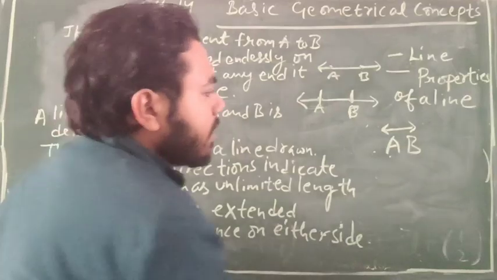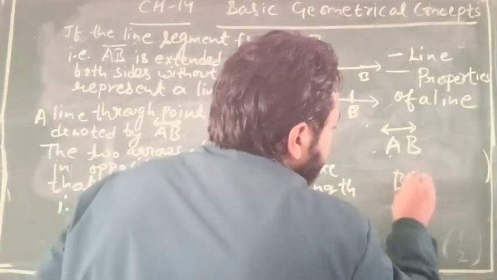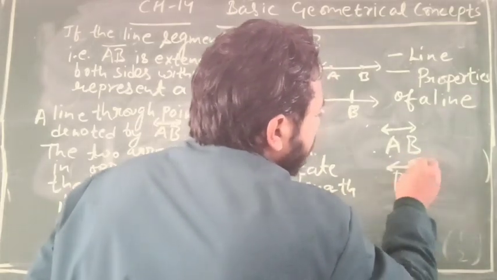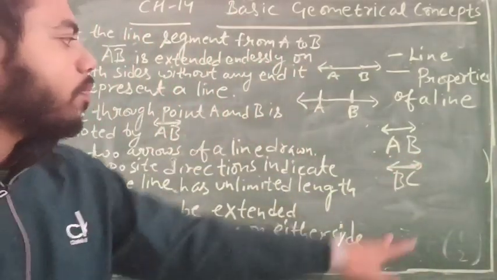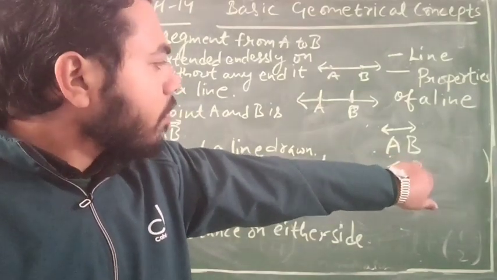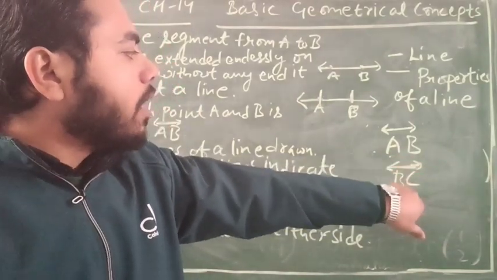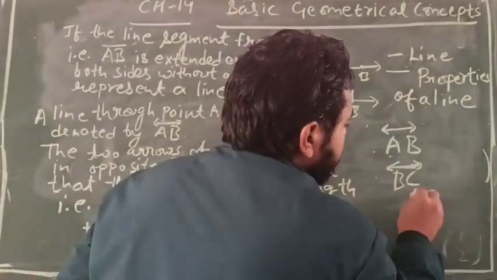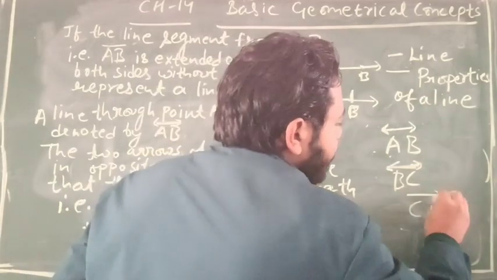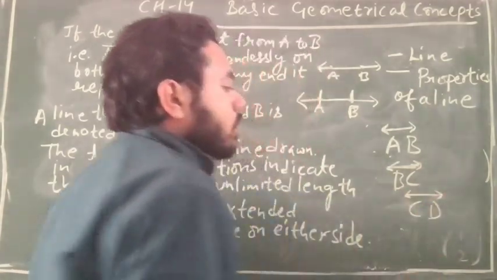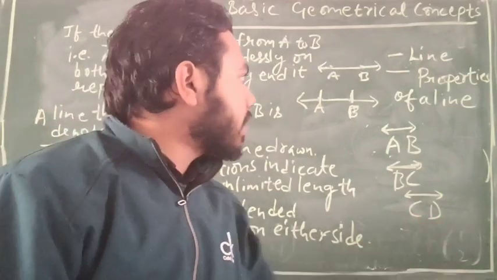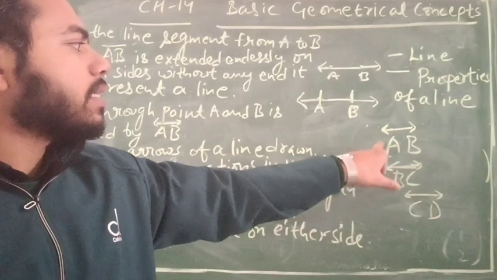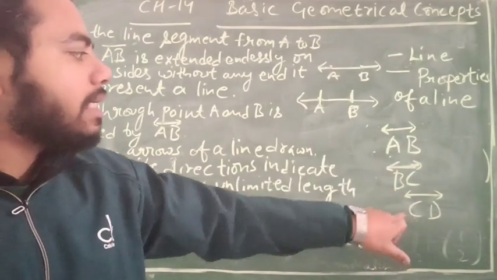Suppose you have to represent line BC. You just write BC and make arrows on both sides. That is the representation of line BC. To represent line CD, you just write CD and make arrows like this. So these were all about the representation of line AB, line BC, line CD.